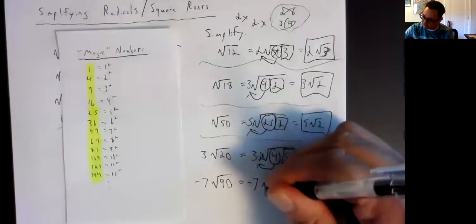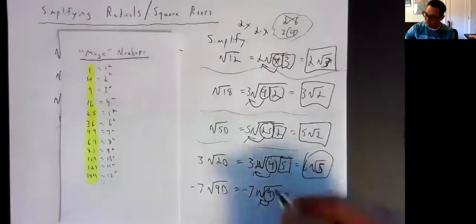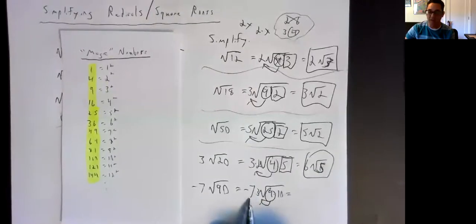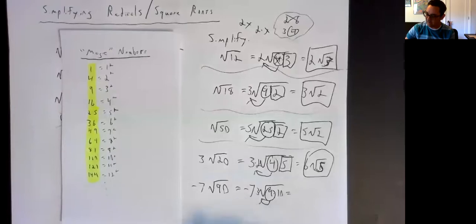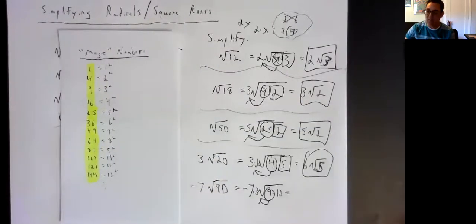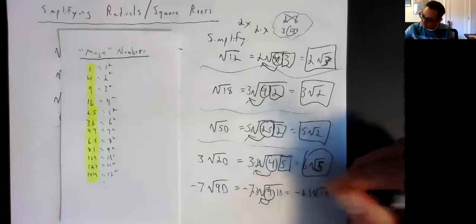So it moves out and becomes a 3. But there's already a -7 out there. So they have to interact. If there's a number that moves out and there's already a number outside, they have to connect. And how do they connect? They multiply. So 7 times -7 times 3 is -21 root 10.